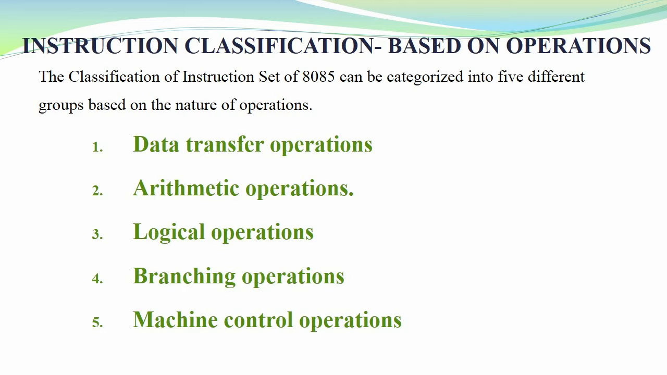The classification of instruction set of 8085 can be categorized into 5 different groups based on the nature of operation. First one, data transfer operations, arithmetic operation, logical operation, branching operation and machine control operations.